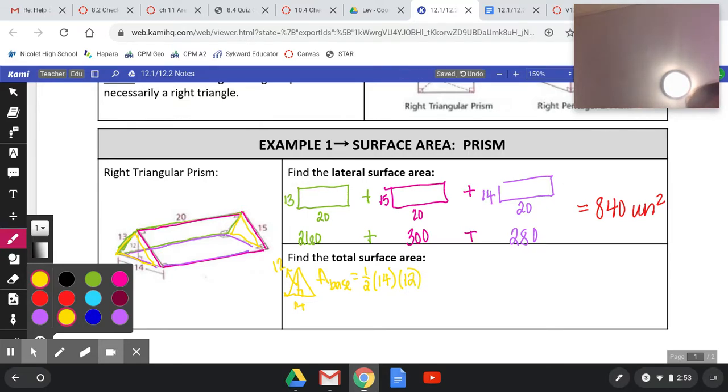0.5 times 14 times 12 gives me 84 square units. Okay, so if I were to ask you just for the area of the base, it's a triangular base. There it is.